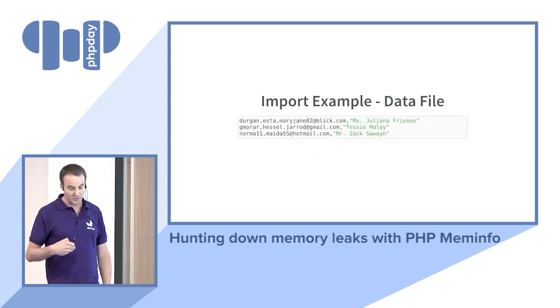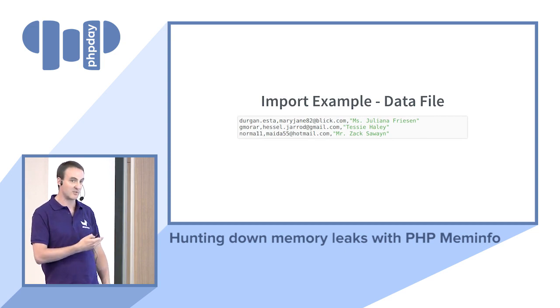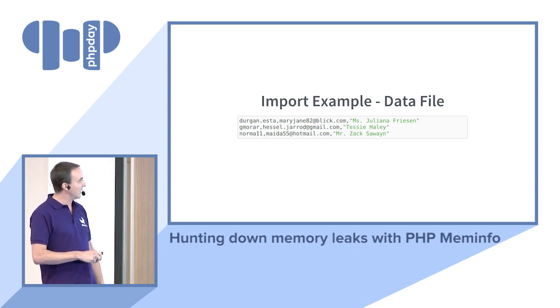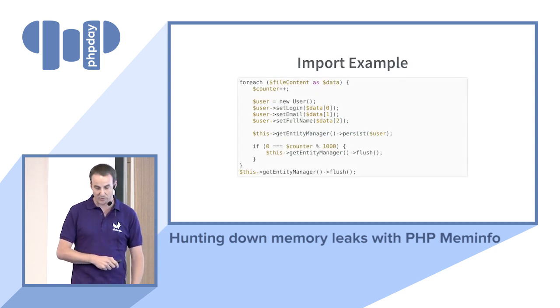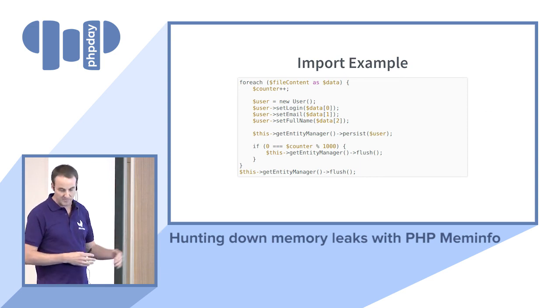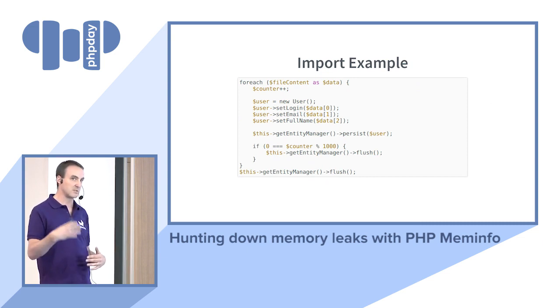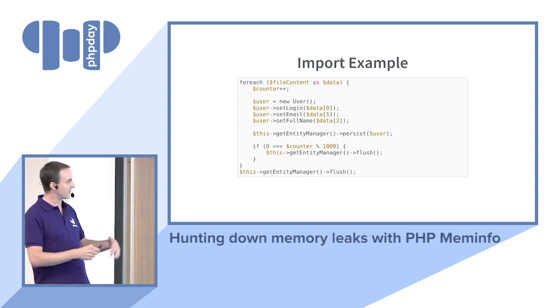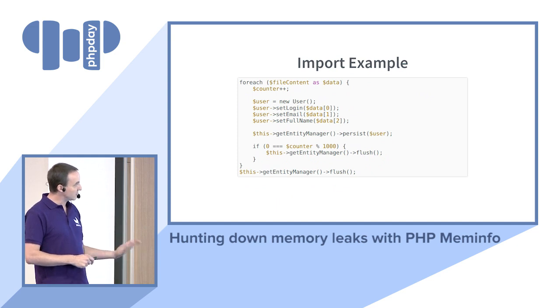Okay, I want to import these files. Let's imagine there are thousands of lines. It's a CSV file with users. The first column is the username, then you have the email and the full name. Pretty simple. Here's a program that does that. I'm using the SPL CSV file object from native PHP, so each line is converted directly to an array. I create a new user and set his login, email, and full name. I use Doctrine to persist my user, and I flush every 1,000 items.